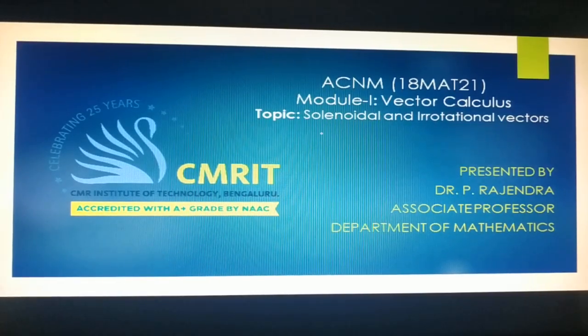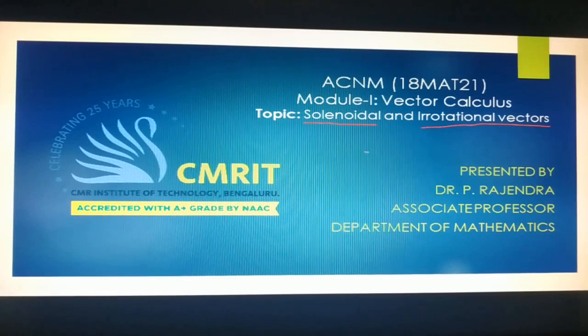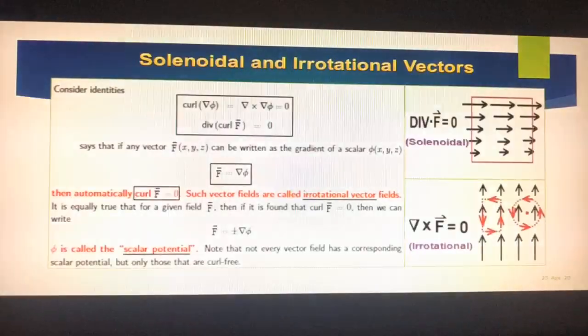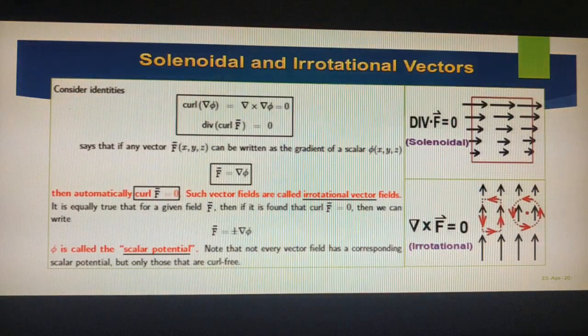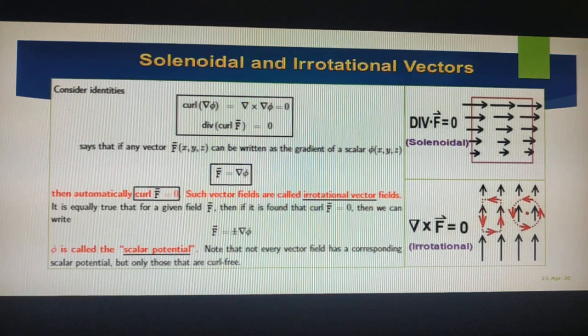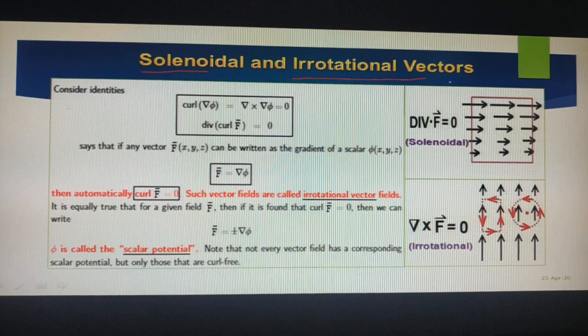In this lecture, we will define solenoidal and irrotational vectors. These definitions are based on our previous lecture. In our previous lecture, we learned about curl and divergence. So let's try to define solenoidal and irrotational vectors.